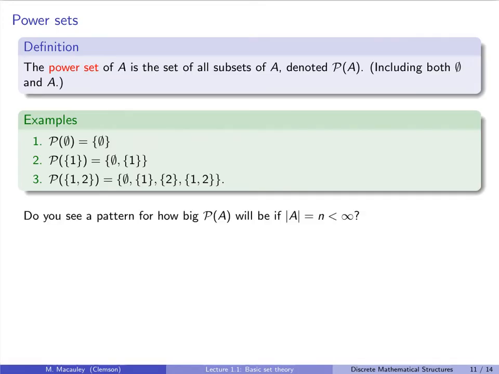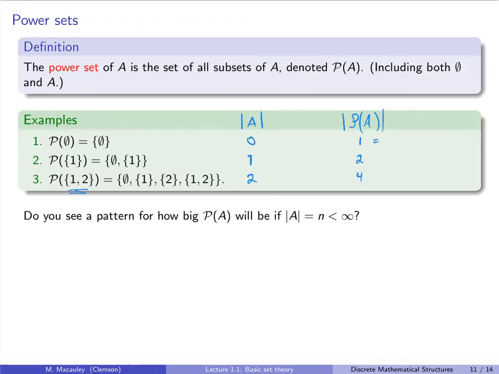Let me ask you, do you see a pattern for how big the power set will be if A is an n-element set? Let me give you a hint here if you don't see it already. So the size of A and the size of the power set of A. Here A has size, or cardinality, 0. The power set has size 1. The next one, A has size 1, and the power set has size 2. Here, A has size 2, and the power set has size 4.